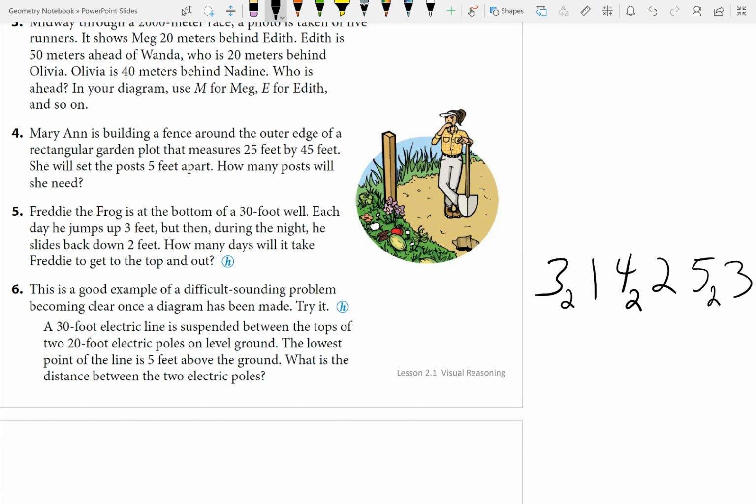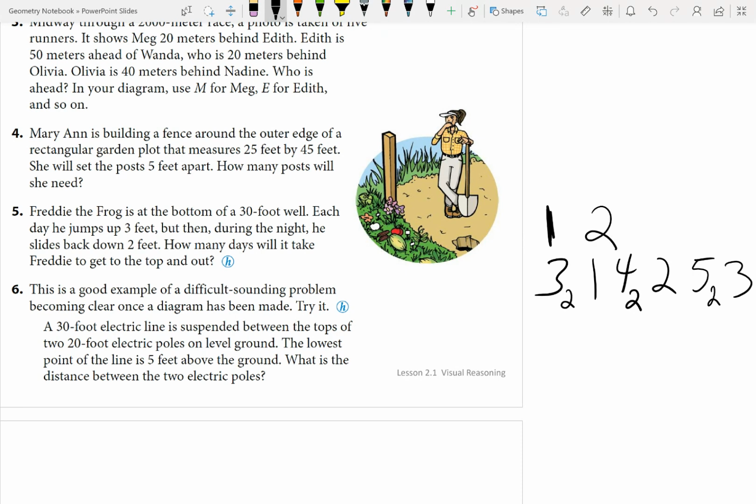So first day, he jumps up 3 feet, goes down 1. Second day, during the night, he slides back down 2 feet. We're going to have to be careful how we define day 0. So it could be the first day, he jumps up 3 feet, slides down 2. The second day, he's at 1. This is day 2.